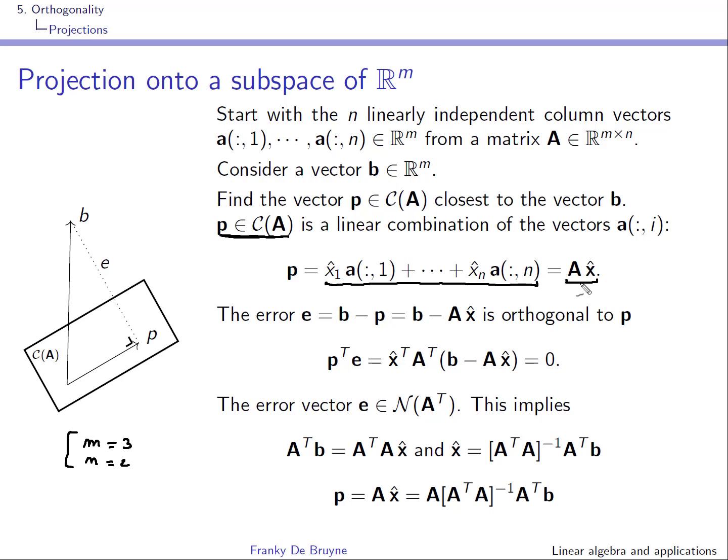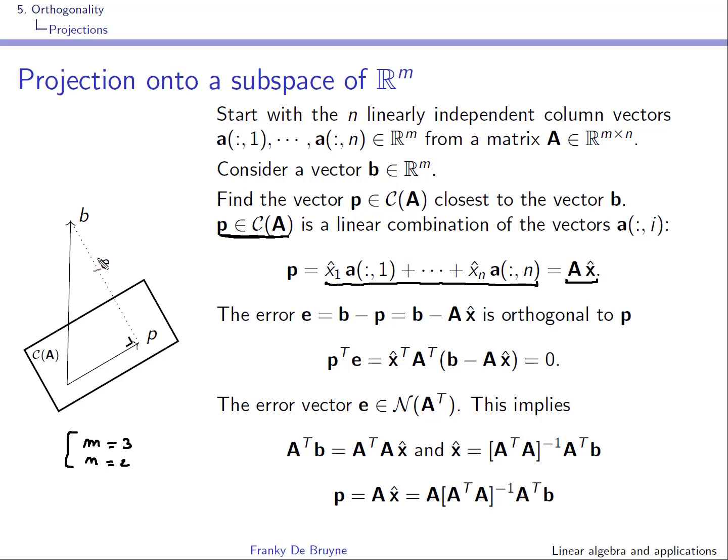You can also write it like this. Remember the column interpretation of the product of a matrix and a vector: this is simply saying that the resulting vector is a linear combination of the columns of A using the coefficients in X hat. Okay, and again we'll use orthogonality.